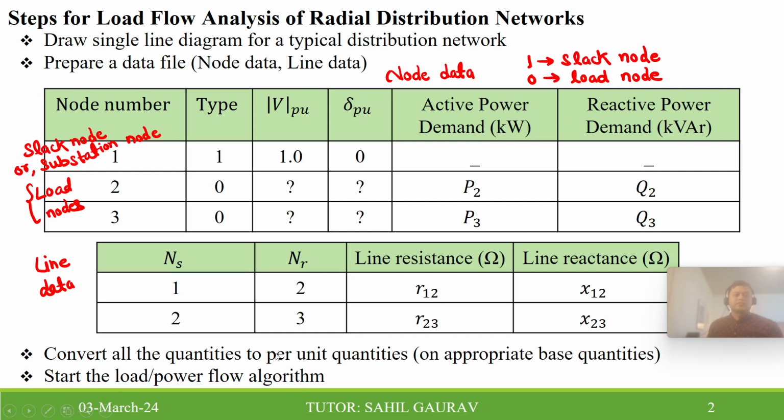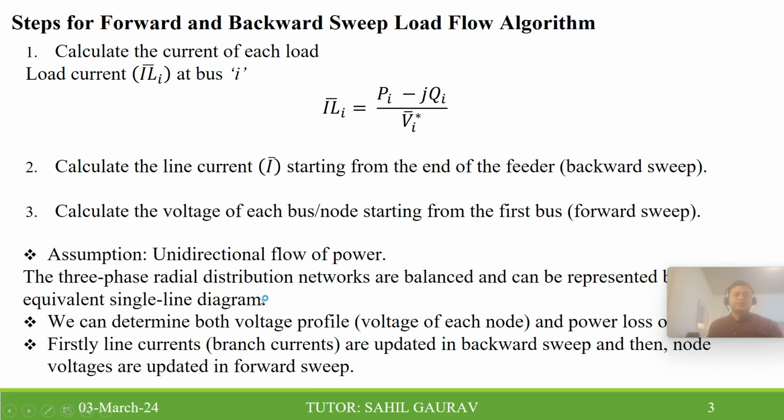So there are various power flow algorithms for radial distribution networks, but in this course the widely known forward and backward sweep load flow algorithm has been covered. And what are the steps for the forward and backward sweep load flow algorithm? There are three steps. In the first step, we calculate the current of each load. And how can we calculate the current?